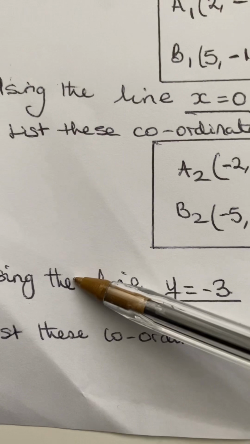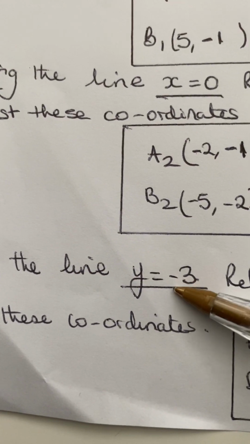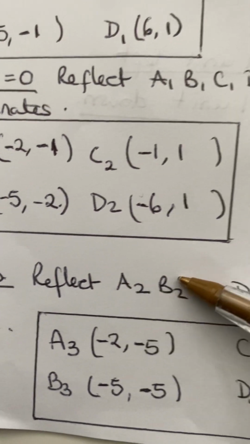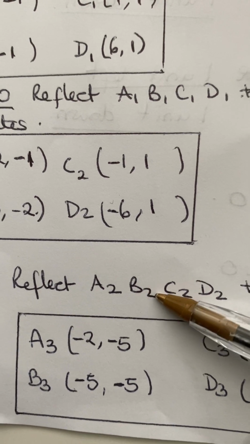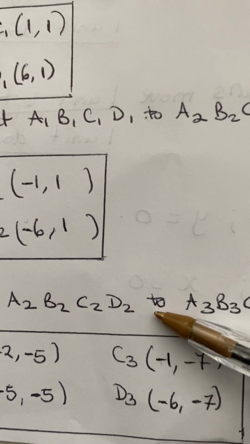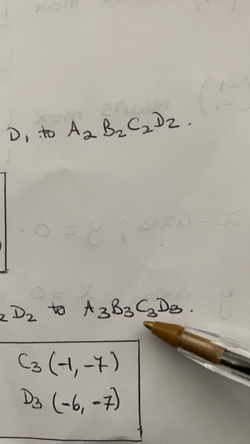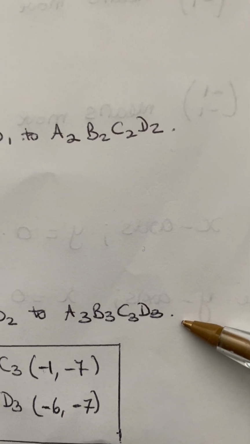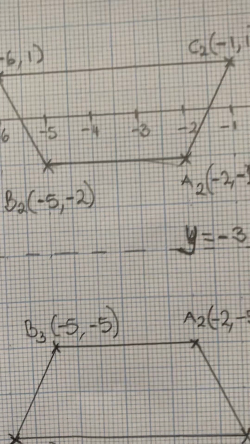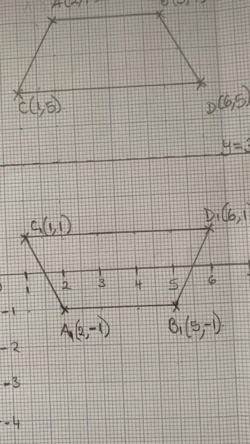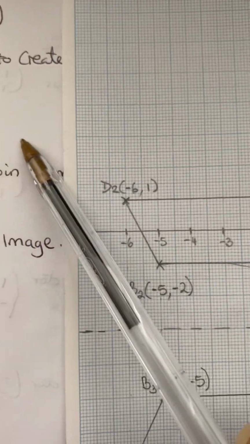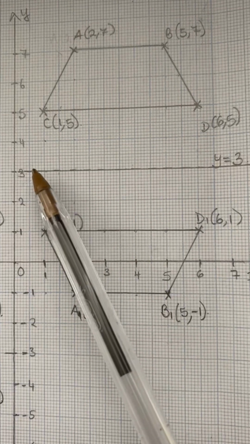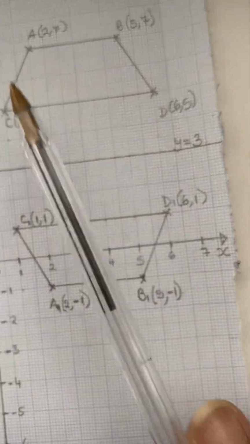Now, the last part of the question. Using the mirror line y equals -3, reflect A2, B2, C2, D2 to A3, B3, C3, D3. Okay, so now this was our line y equals 3, and it extends all the way here. But because our object was here, we just needed to use this part.